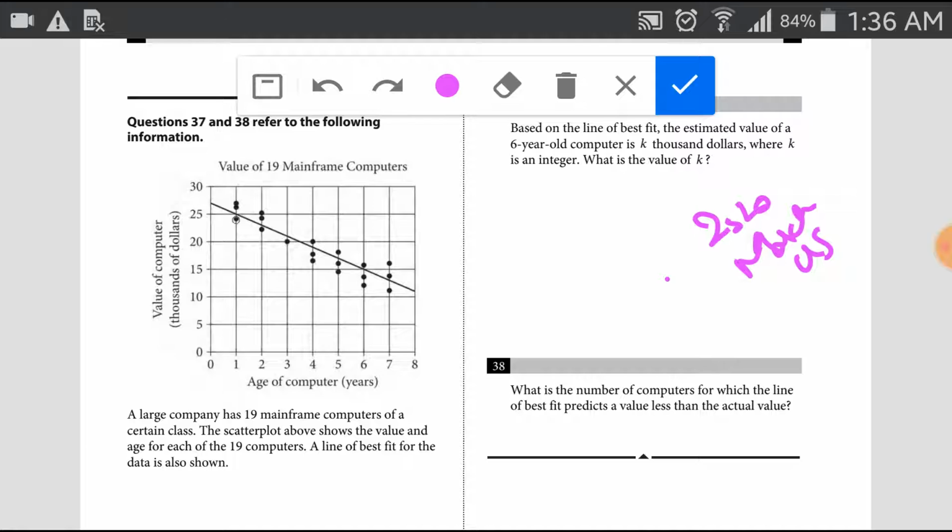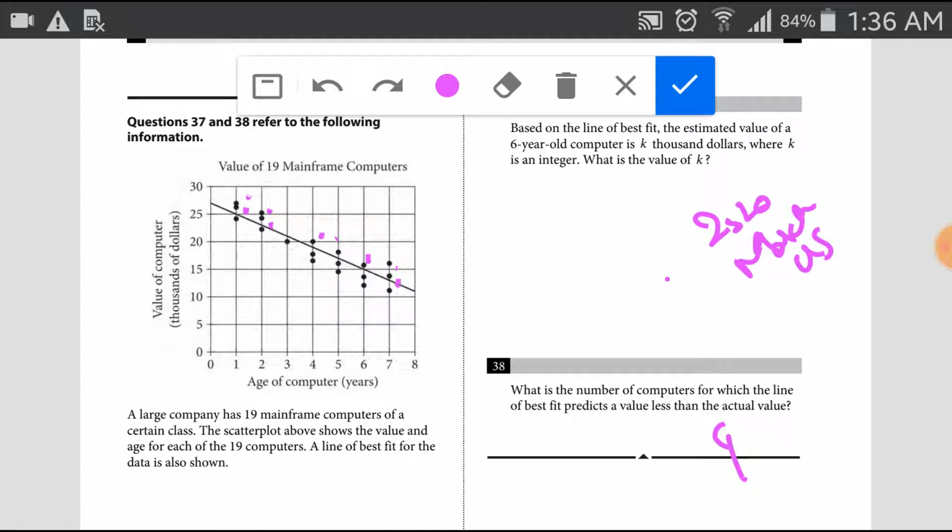Why? Because the line itself is the predicted value, remember, and the points are the actual value. So they're saying the number of points for which the line predicts a value less than the actual value. We'll count these points: 1, 2, 3, 4, 5, 6, 7, 8, 9. So there's a total of 9 points which lie above the line. That's our answer.